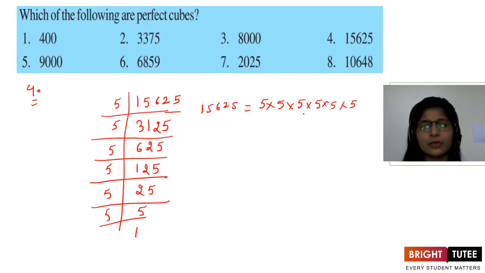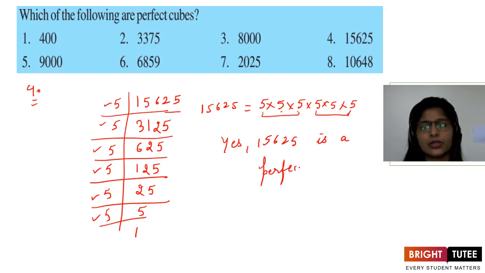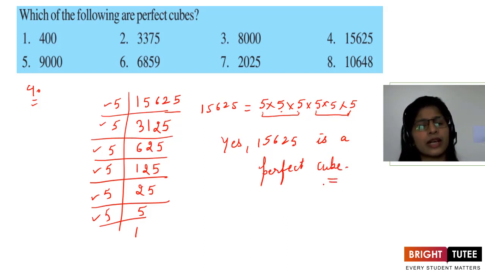So can we form the triplets? Because see, 1, 2, 3, 4, 5, 6 times 5 is there. Form the triplets of 3, 3. Just see. Yes, we are able to form the triplets. So we'll say yes, 15,625 is a perfect cube. Clear? I hope the questions are giving you more clarity how to get to know whether a number is a perfect cube or not.